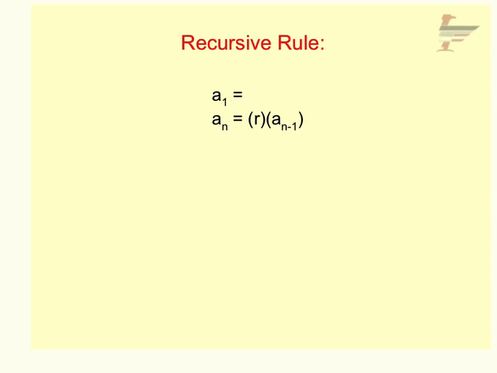So a1 is the first term, and then the rule, an, if you remember this a sub n minus 1, we have talked about that as being the previous term. So if we take the previous term and multiply it by our ratio, that will get us to the next term. And that's how we'll write a recursive rule.